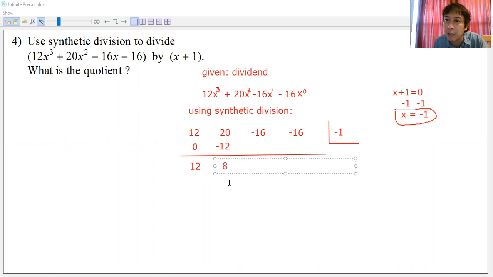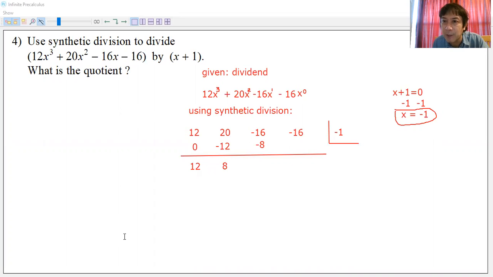And then proceed by another addition, which gives you, of course, a positive 8 there. After which, 8 now times the trial divisor -1. So 8 times -1 is a -8. Okay, and that will be written the next column, below the -16. So this is where you write the -8 there. Okay, so you're going to write it there.